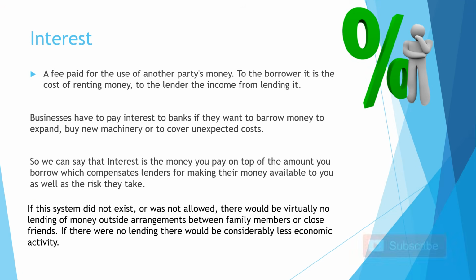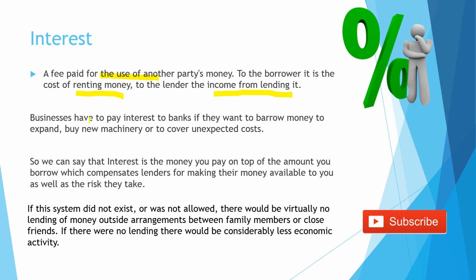So let's understand what interest is. It is a fee paid for the use of another party's money. To the borrower, it is the cost of renting money. To the lender, it's the income from lending it. So to the borrower, it's the rent, the cost for borrowing the money. For the lender, the person that's lending it, it's the extra money that they will get on top of the money that they are giving to you.